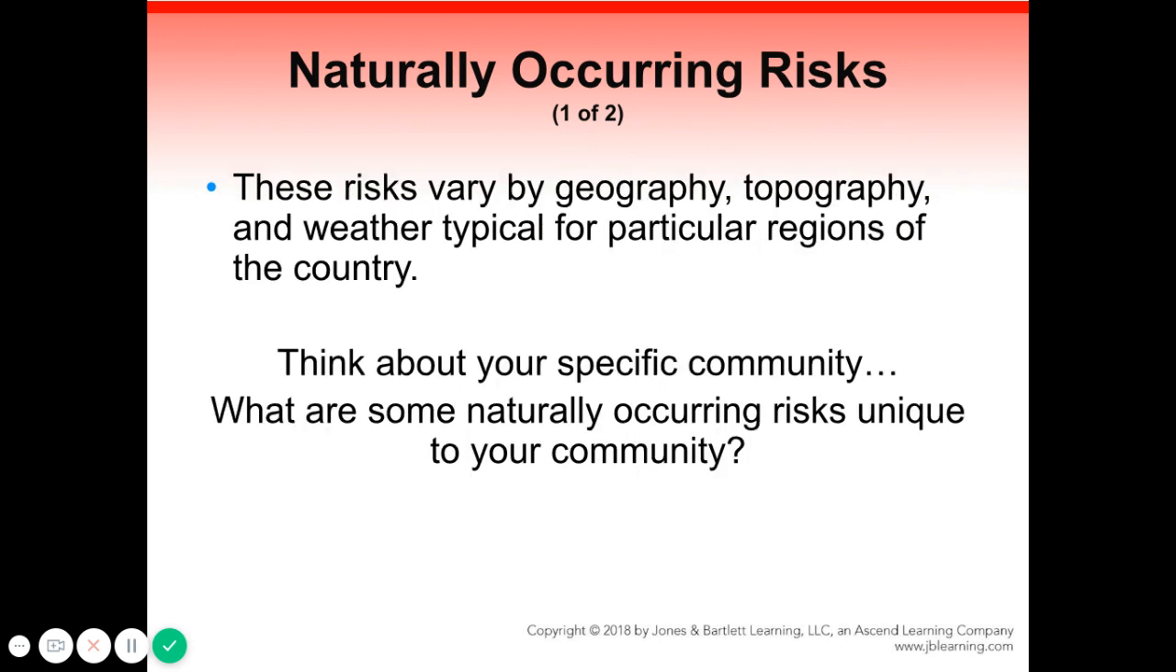A lot of times these can vary by geography, topography, and weather typical for a particular region of the country. I mean, think about it. We've had small earthquakes in our area, but nothing like the earthquakes that happen on the West Coast. So think about your community. What are naturally occurring risks unique to your community? Do you have an area that's prone to flooding? Are you more likely to have wildfires? Even in North Carolina, there are areas that are more prone to wildfires than others. So think of those for your community. And what are some of those?